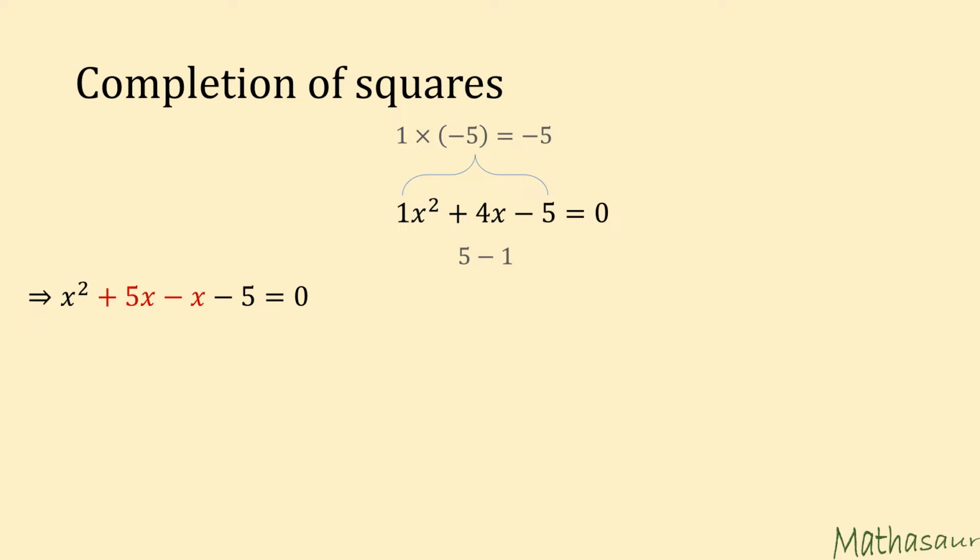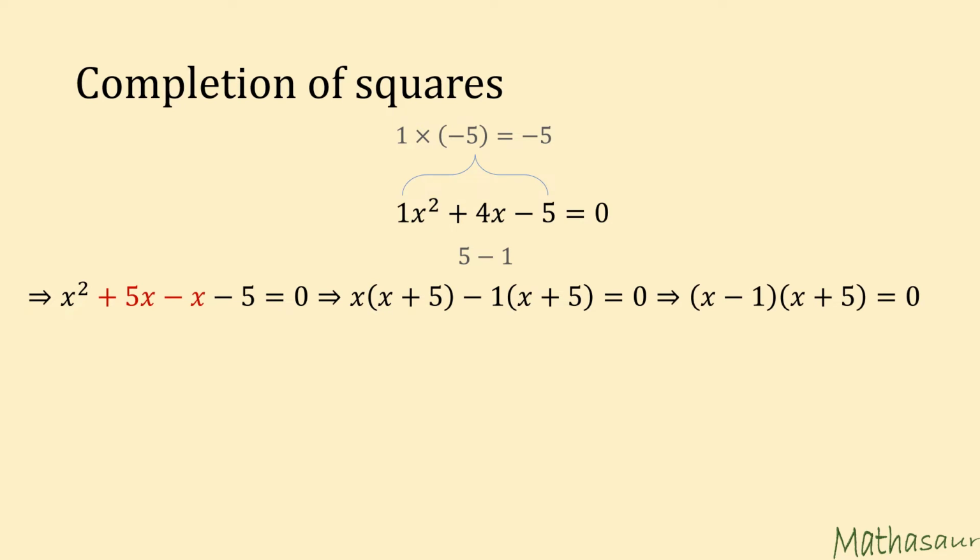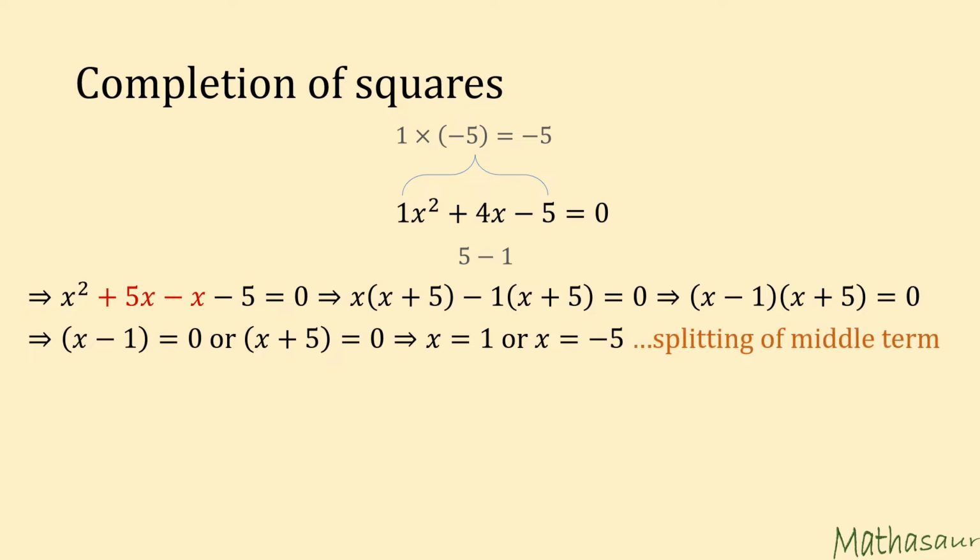Now let us take the first two terms together and the last two terms together and see if we can take anything common. Taking the bracket x plus 5 as common, we get the other bracket as x minus 1. Now since the product of these two factors is 0, at least one of them has to be 0. So putting x minus 1 equals 0 or x plus 5 equals 0, we get x is either 1 or x is minus 5. Now this method was splitting of middle term.